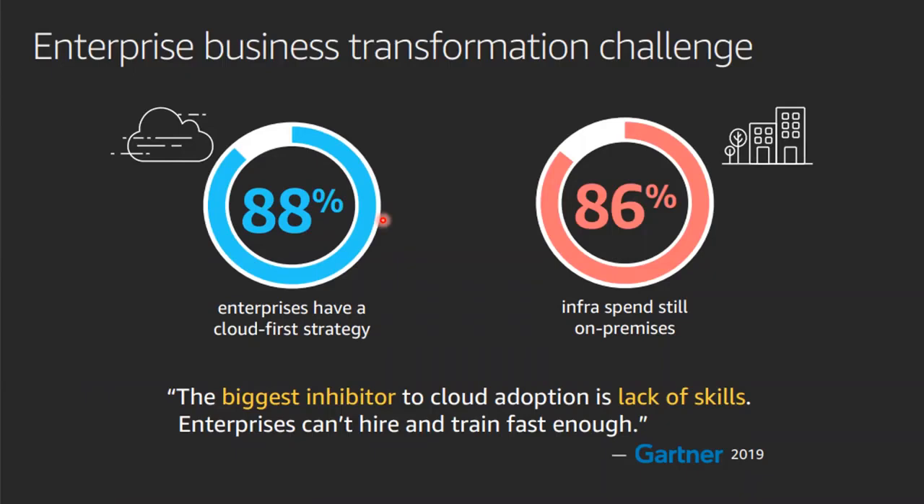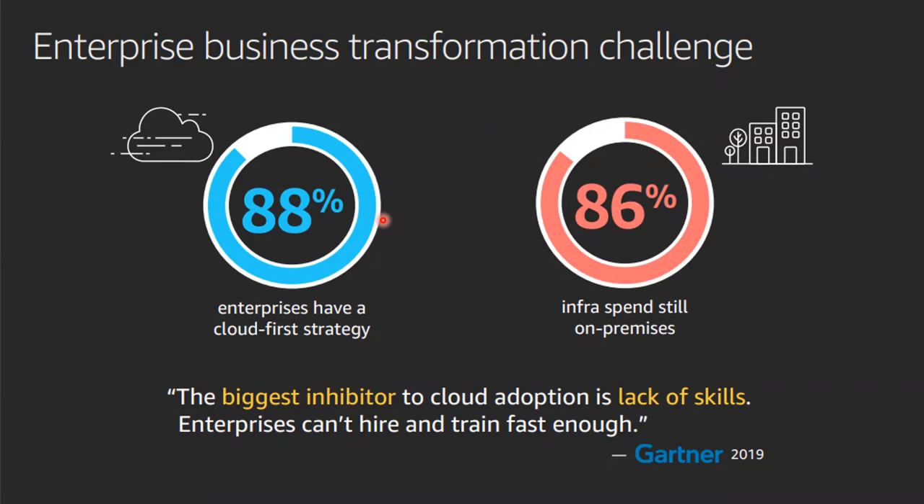Right. Now, enterprise business transformation is, I would say, a slow process. It takes time, right? Business transformation will not happen overnight, but it is happening. As we see, 88% of the enterprises have a cloud first strategy. So they want to use cloud platform as much as they can. And the opportunity is huge, because 86% of the infra spend is still on premises. So if you talk about infrastructure spending on premises, it's still 86%. That's a huge number.